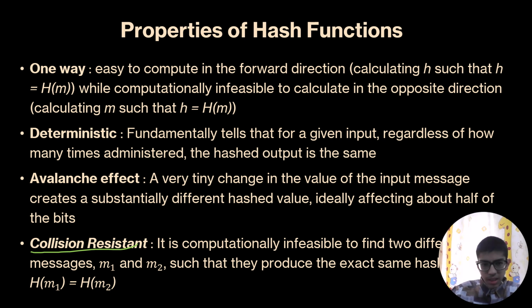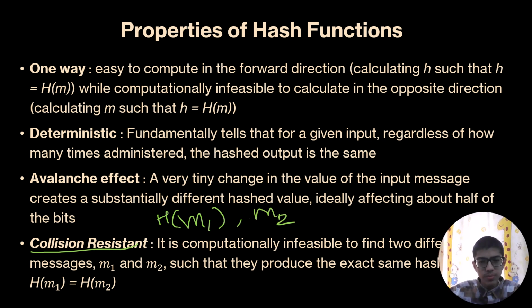Collision resistance means that it is computationally infeasible for me to find two different plain texts M1 and M2 such that the hash of both of them is the same.